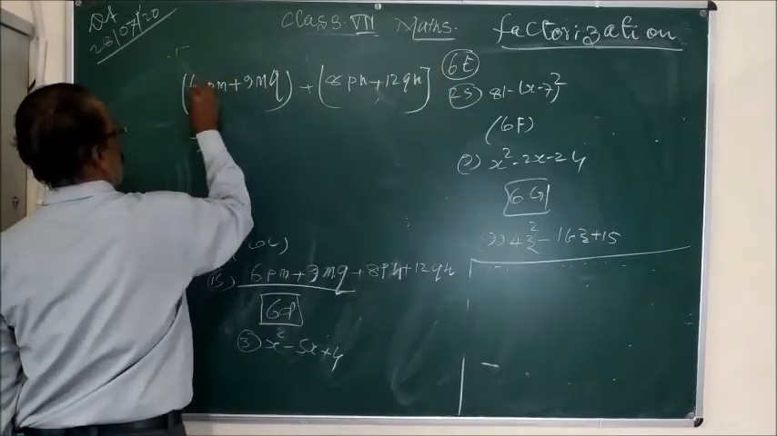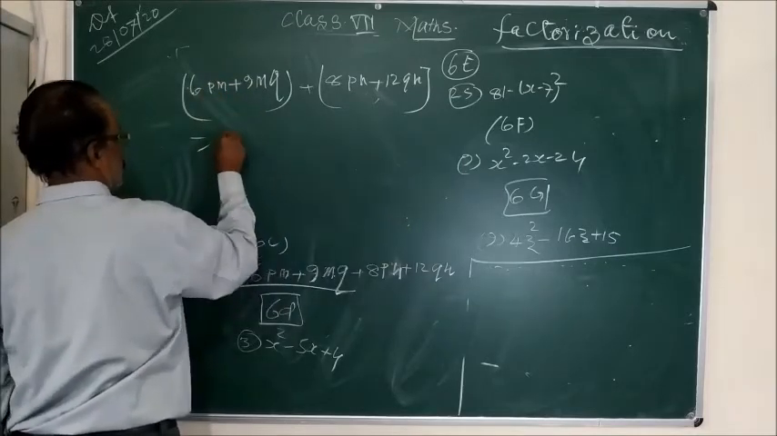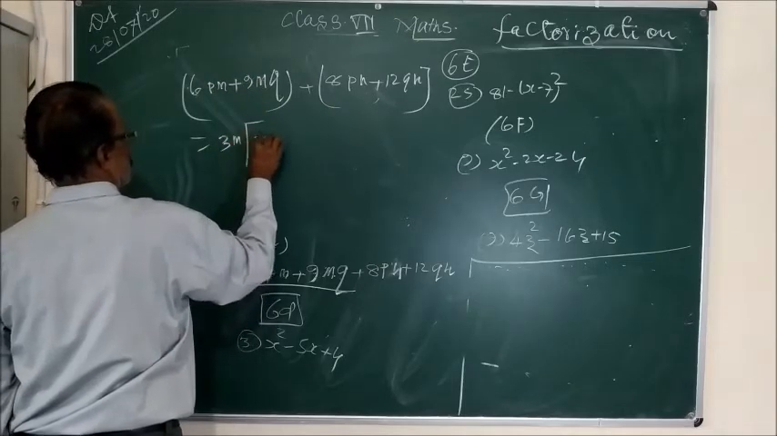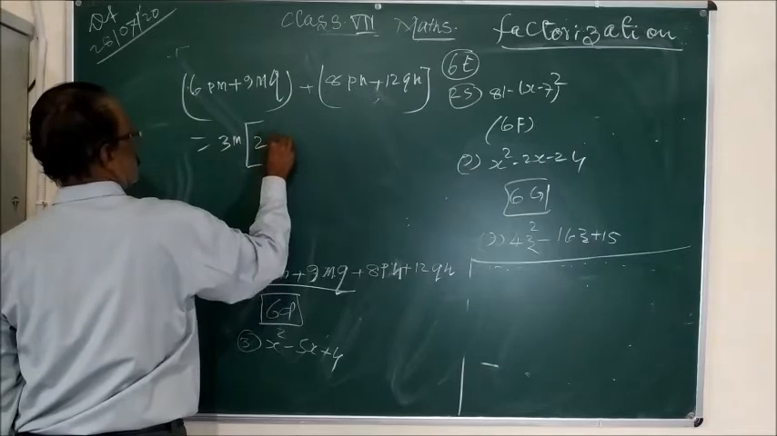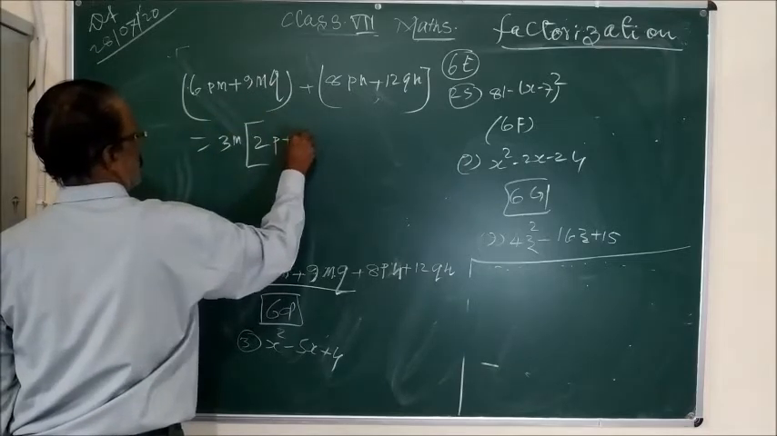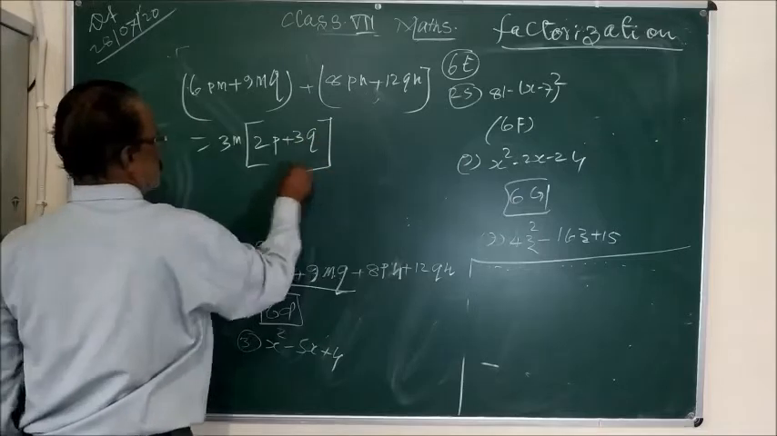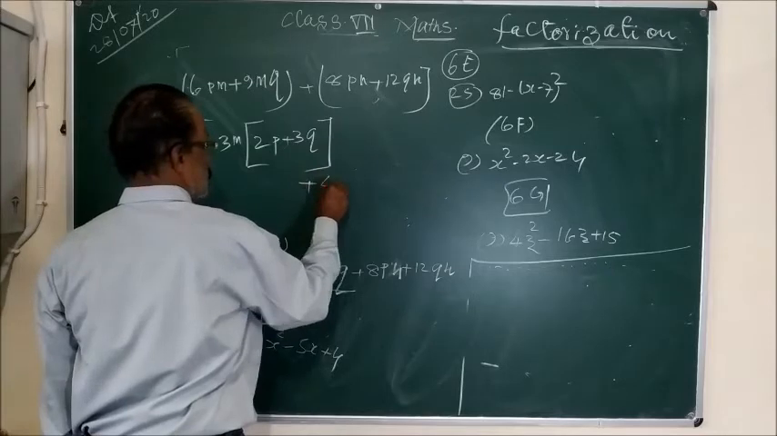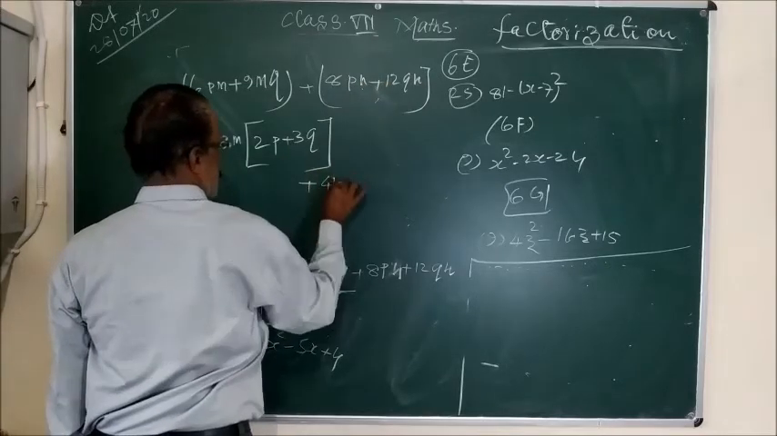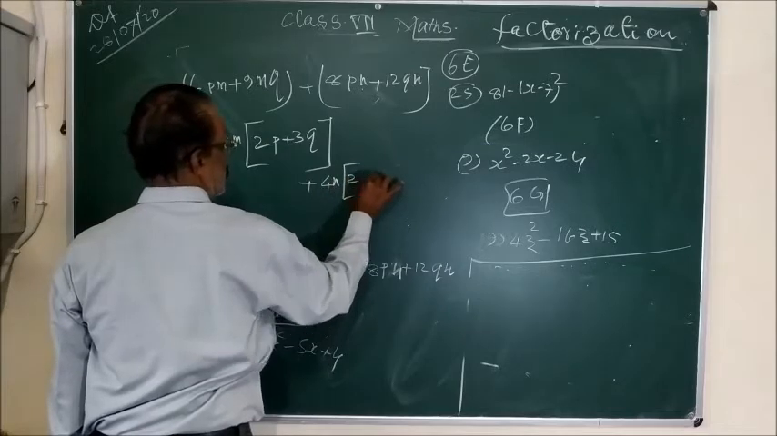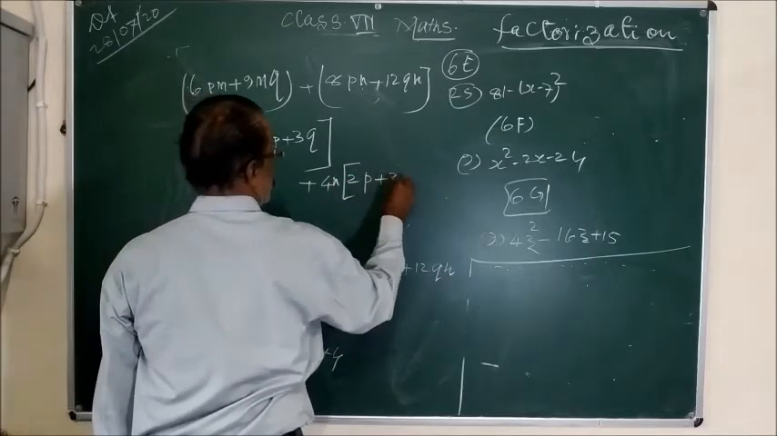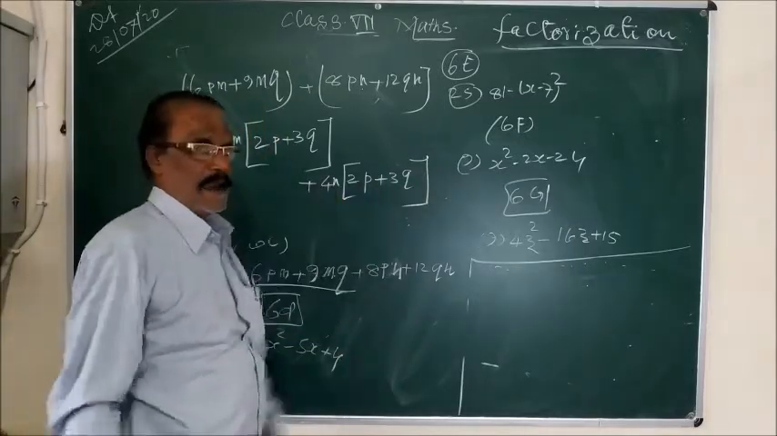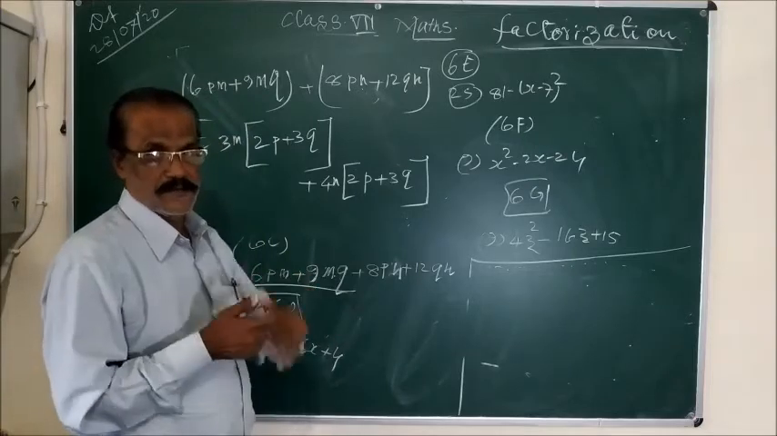Now what is common? In 6 and 9, I have explained, 3 will be common. Here N is common. So you take it outside the bracket, and here will be 2P and here will be 3Q. This is common in these two. Now you see what will be common in 8 and 12: 4 is common and variable N is common. Here will be 2P plus 3Q. One more thing: the common bracket in the question, both should be the same here. The question is given on this side.